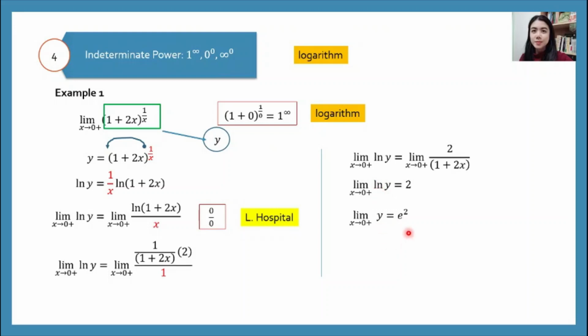Okay, e power of 2. And your answer should not be in terms of y. Remember just now we let y equal to these expressions. So change it back. So your y is 1 plus 2x power of 1 over x. So you change the y back, and then the right hand side, keep that one. So then you have the answer for example 1.